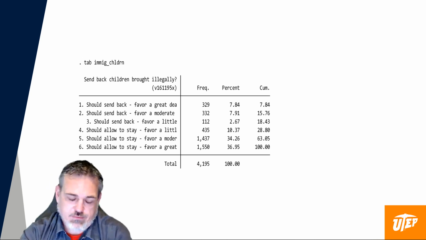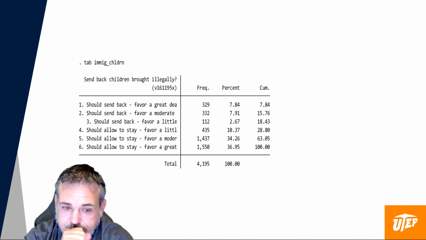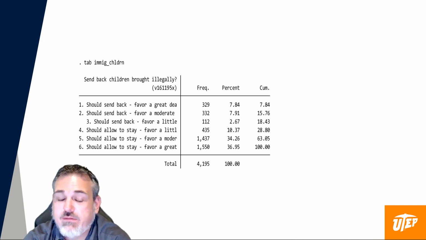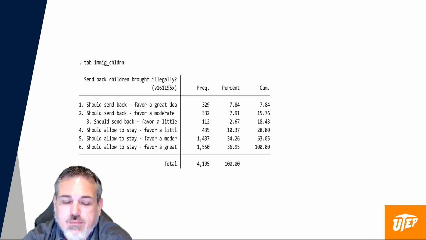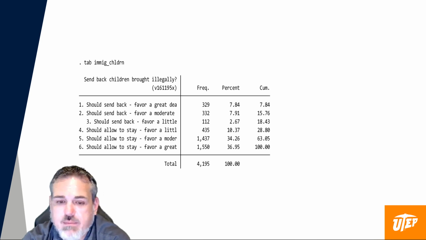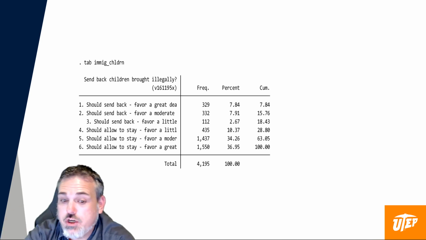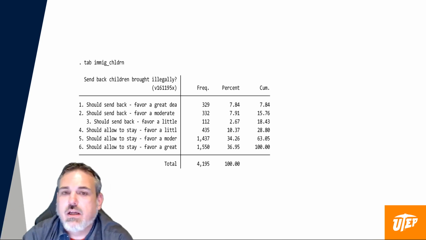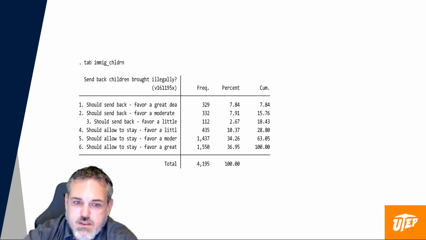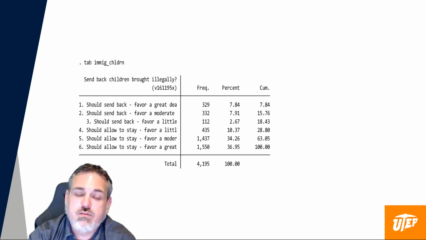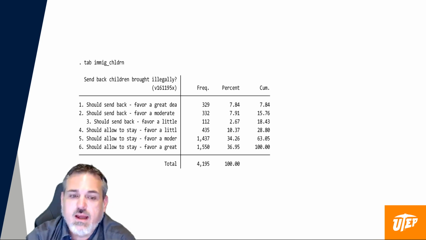And this variable is measured in 6 categories, ranging from these children should be sent back, favor a great deal, to individuals who favor being sent back a moderate amount, individuals who favor being sent back a little, and all the way to should be allowed to stay, favor a great deal. So you can see that this is obviously support for Dreamers, ranging from measured as 1, very little, to measured as 6, a lot.